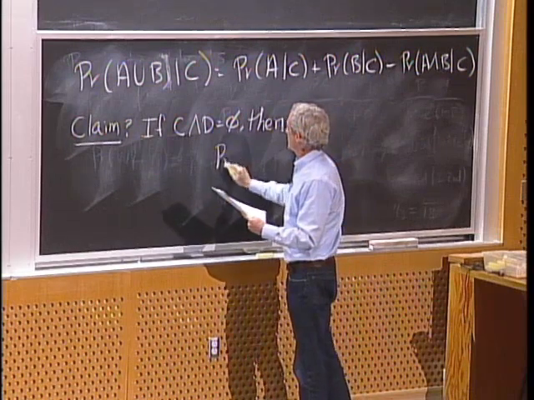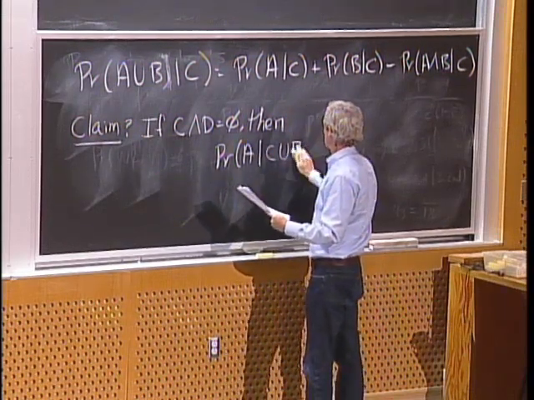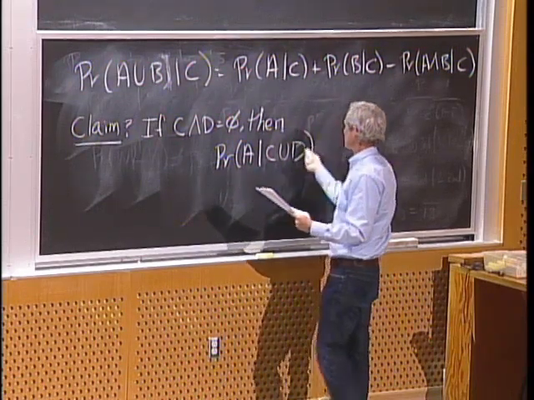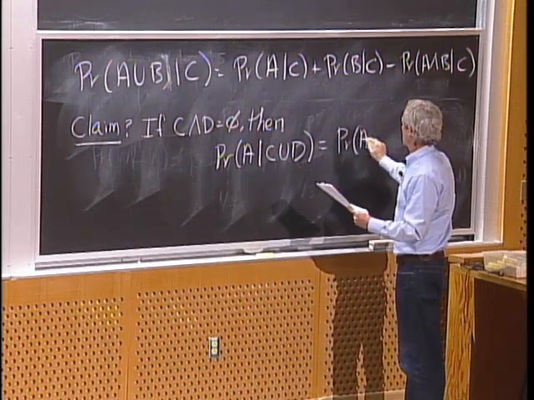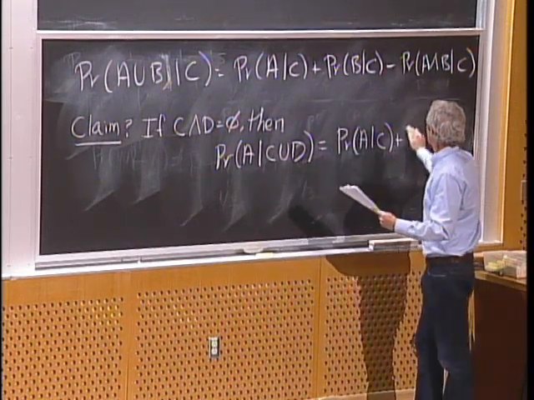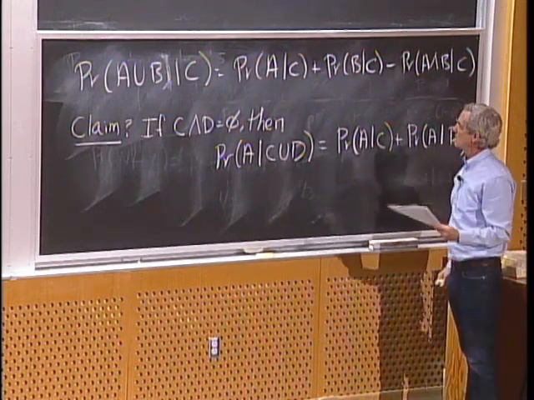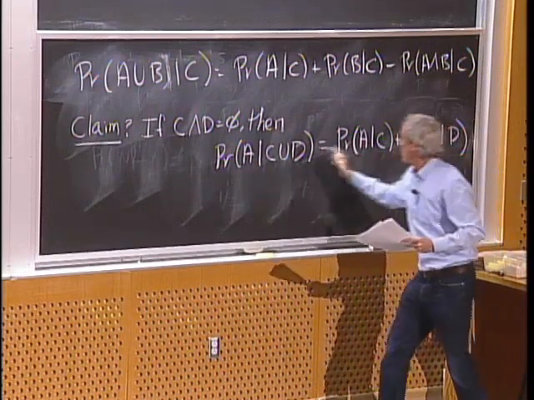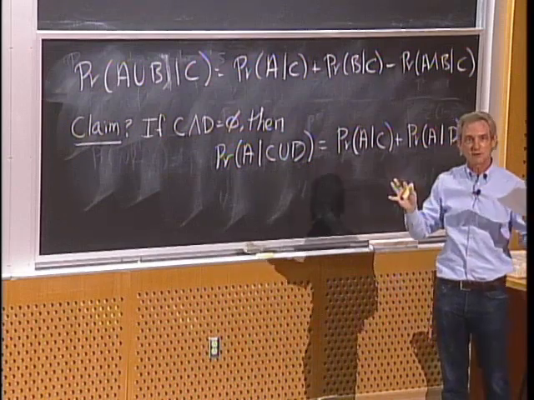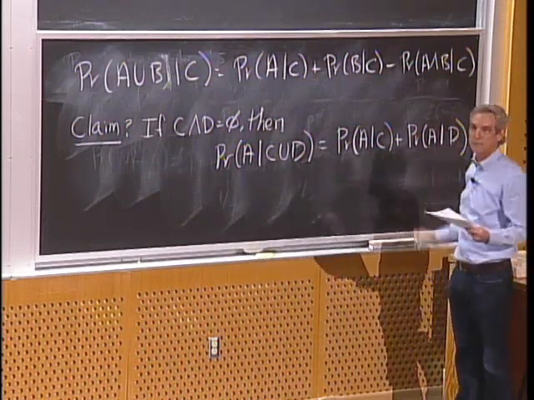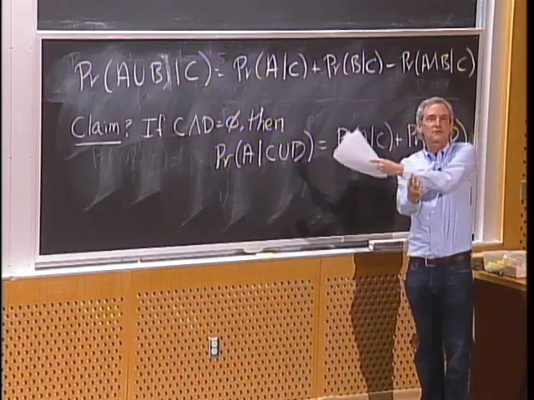Then the probability of A conditioned on C union D. So given that either C or D is true, does that equal the probability of A given C plus the probability of A given D? We know that if I swapped all these, it's true. The probability of C union D given A, when C and D are disjoint, is the probability of C given A plus the probability of D given A. That I just claimed. And what about this way? Can I swap things around?